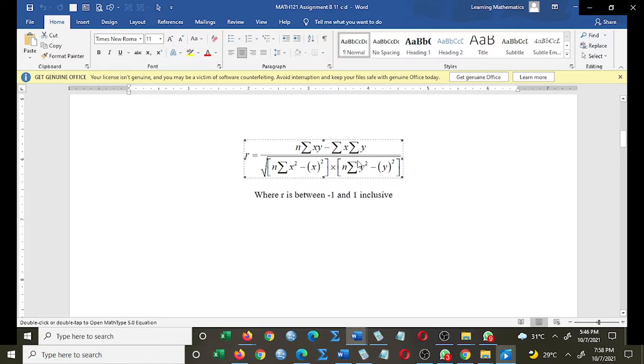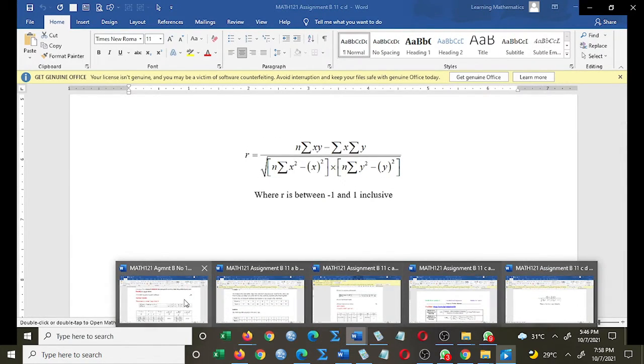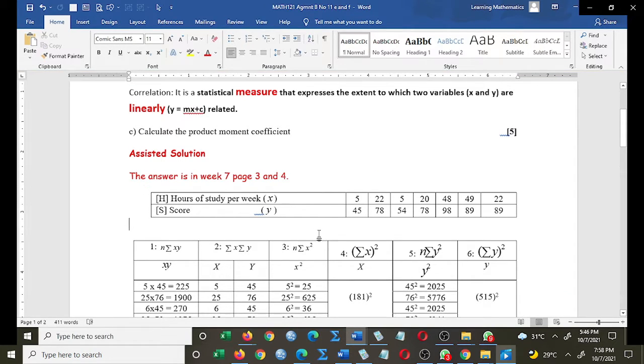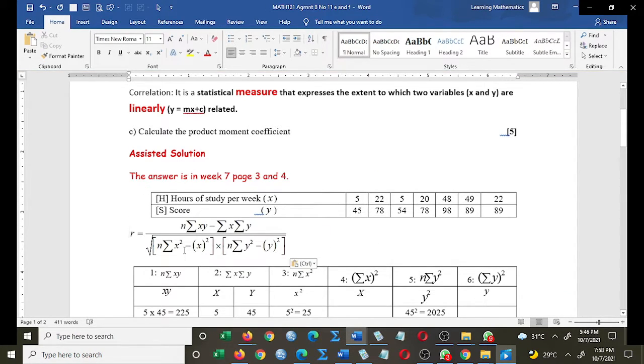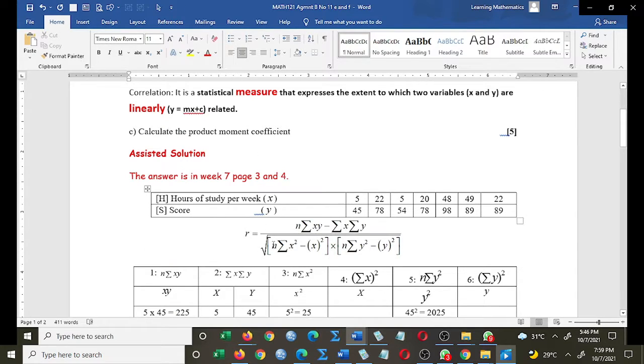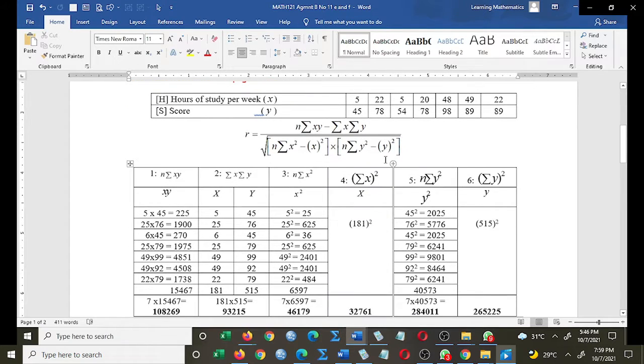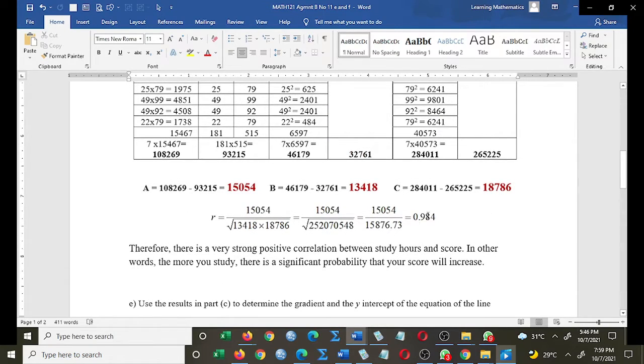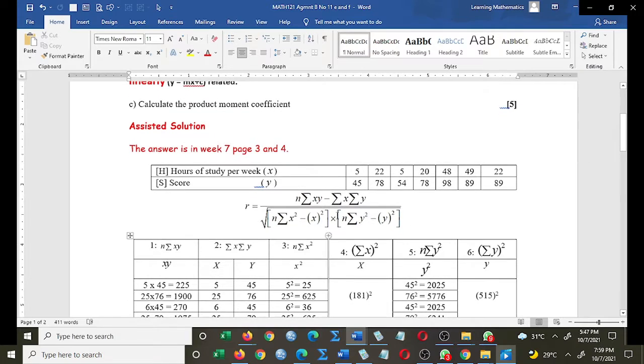So here's the formula for Pearson's. All you need to do is just take a look at the videos. And right, this is the formula for Pearson's product moment. That is the formula that gave rise to all of these calculations that give rise to this value 0.984. That's the correlation using this measuring device, using this formula.